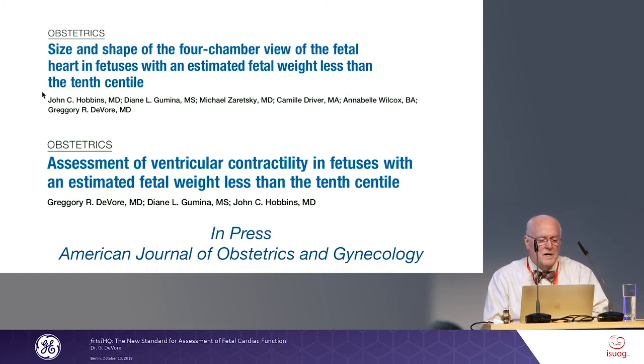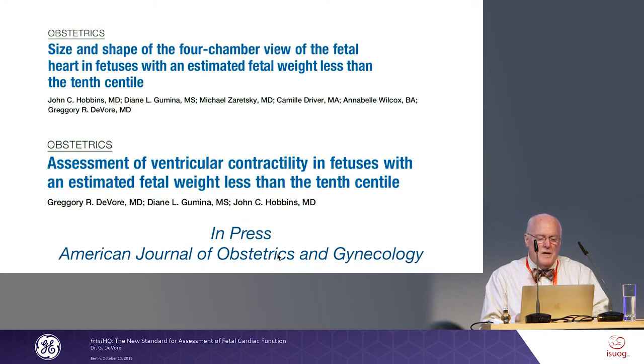So the first paper: size and shape of the 4-chamber view of the fetal heart in fetuses with an estimated fetal weight less than the 10th percentile. Then mine was assessment of ventricular contractility in fetuses with an estimated fetal weight less than the 10th percentile. It's impressive. I just finished seeing the last PDF. It's probably going to be out there in hard copy within a couple months, okay? But it's online as well.